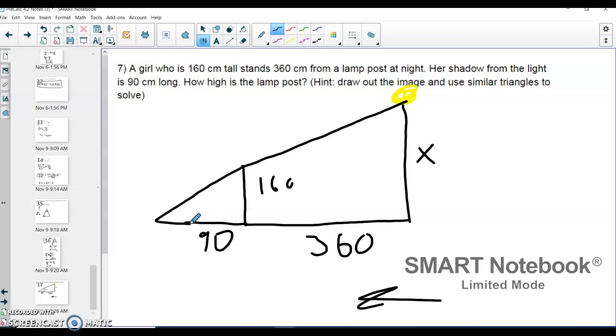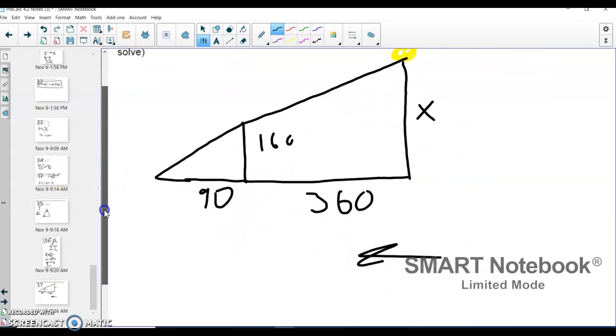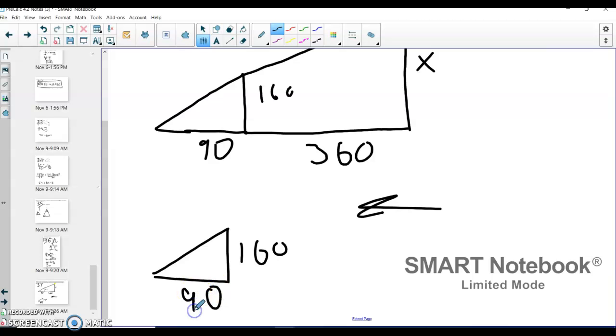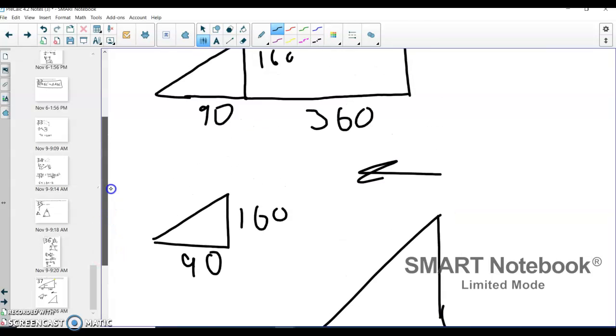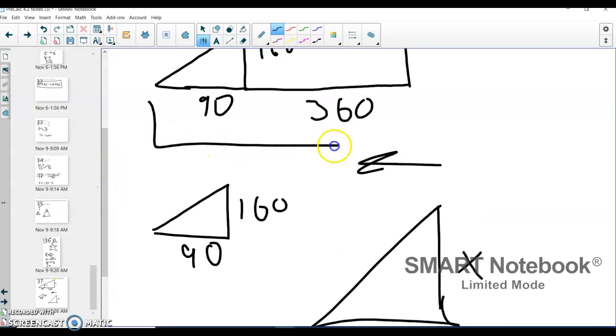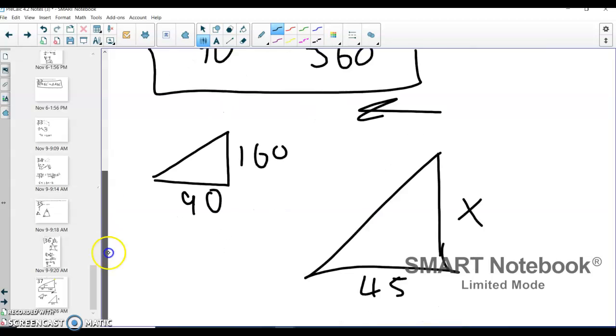Okay. So now what I have is a problem that's kind of similar to one that's in the previous review, where you actually have a small triangle inside of this bigger triangle. And so what I do from here now is I break them into two separate triangles. Okay, one triangle is this triangle with her and her shadow, which is 160 and 90. And then I have this bigger triangle, sorry for the sloppy writing there, which is X and this total distance down here, so 90 plus 360, which is 540. Sorry, 550, sorry.